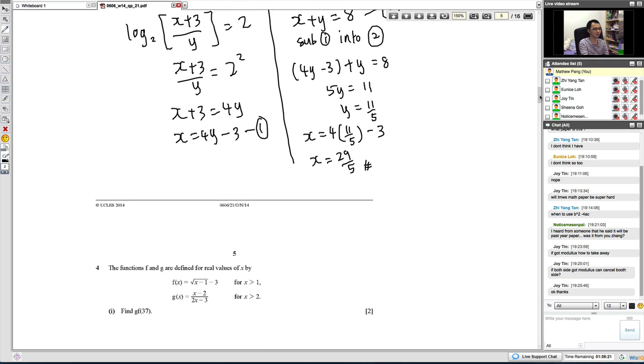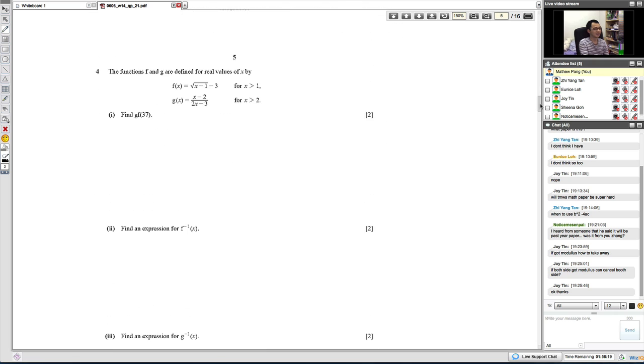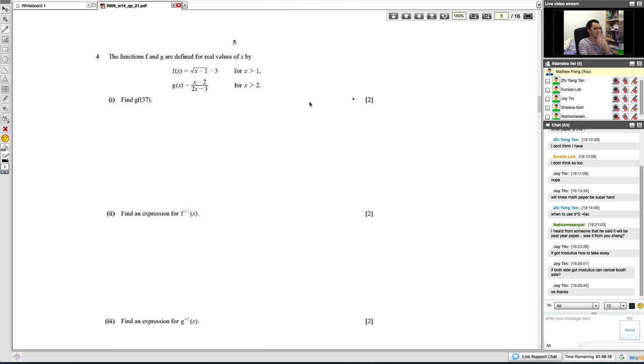So I'm going to move on to question 4. Okay, this is a function. This function, he said x must be bigger than 1 and x must be bigger than 2. Alright. Okay, then we are going to do this one. Because this is 2 marks, when you see 2 marks, you never do the composite function first.